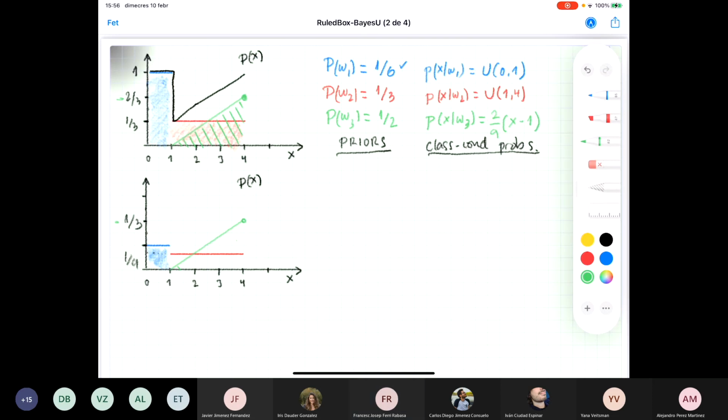So now again, are you sure that this is the correct unconditional probability? Are you sure that this unconditional probability is the correct one?